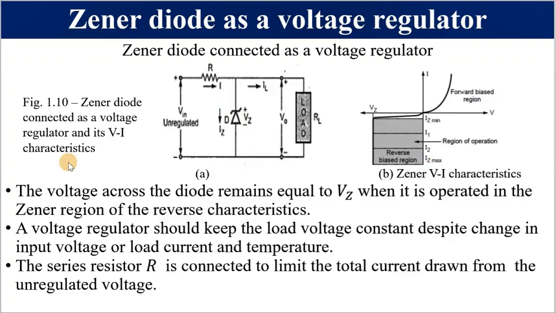So the voltage across the Zener remains almost equal to Vz when it is operated in the Zener region of the reverse characteristics, which is above this and below this. A voltage regulator should keep the load voltage, this is our load voltage V, constant despite change in the V in unregulated, and also despite change in load current and temperature as well. And we know this resistor is a current limiting resistor.